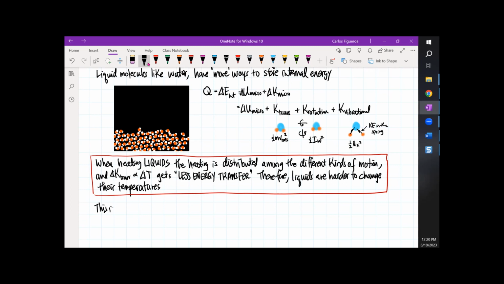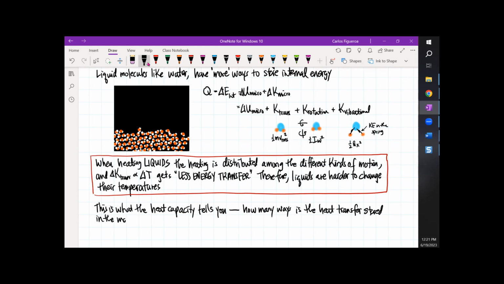This is what the heat capacity tells you. How many ways is the heat transfer stored in the material's internal energy? Right? That's what we're really asking.